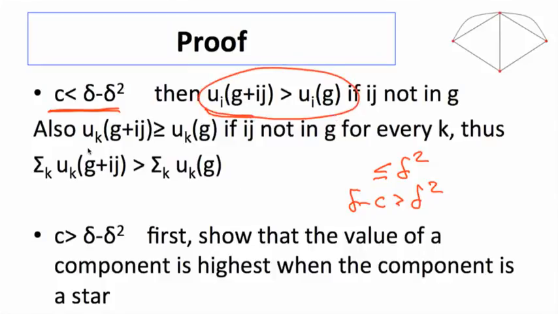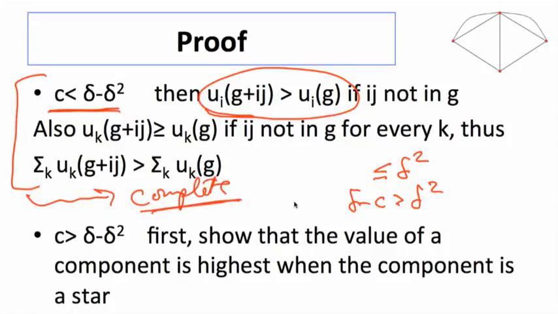So UI and UJ of adding this link is better off. But also in the connections model, everybody else benefits or is not hurt by adding new links. So you get benefits from the shortest paths. If we add extra links, that just shortens their paths. So everybody else is doing at least as well as they were before, plus these two individuals are doing strictly better, therefore it's better to add the links. So here, the idea that when C is less than delta minus delta squared, we're going to get the complete network, that's straightforward.